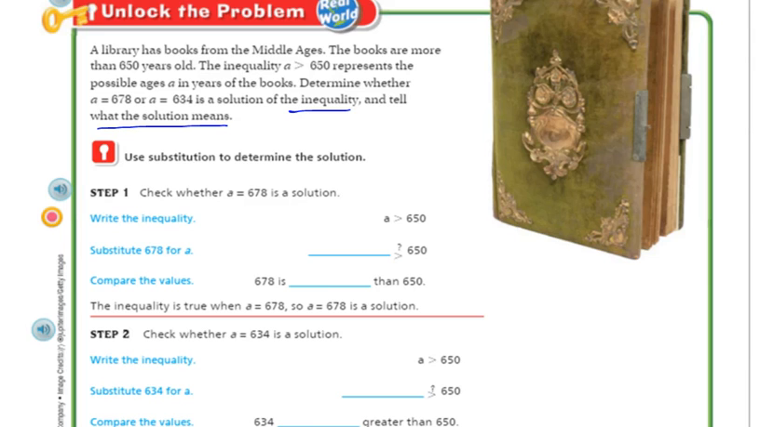All right, so we're going to take care of the 678 first. So always start by substituting into the inequality statement to determine if it is a solution. So the first step, let's write the inequality. This is already written for you. A is greater than 650. Now we are going to substitute 678 in for A. So 678 is greater than 650. Is this true? Well, 678 is greater than 650. The inequality is true, so this is a solution.